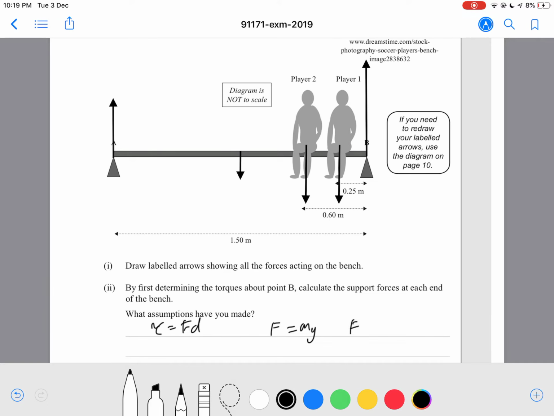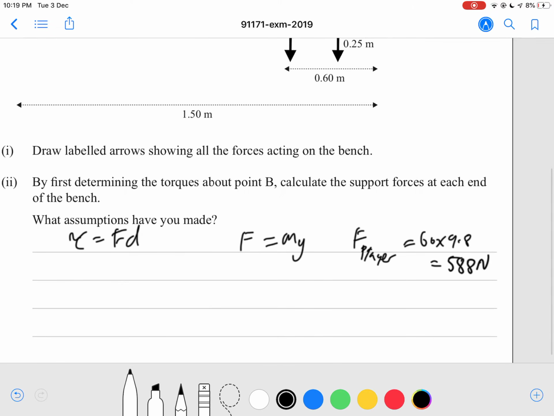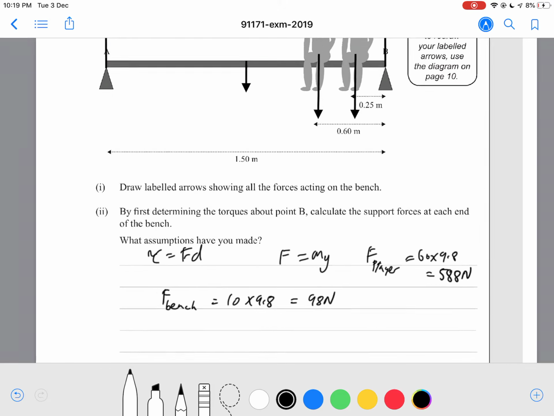We know that the weight force is equal to mg. So the F of player equals 60 times 9.8, which equals 588 newtons. And the F of bench is equal to 10 times 9.8, and this is 98 newtons.